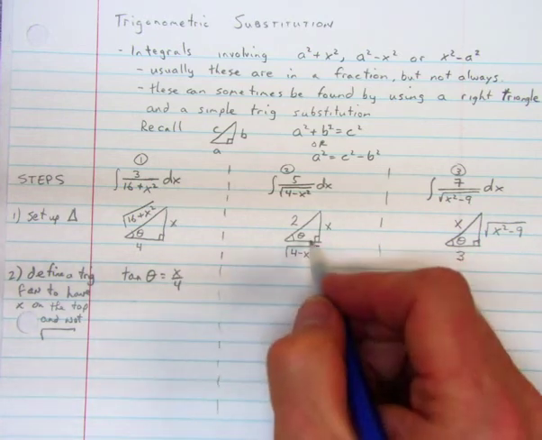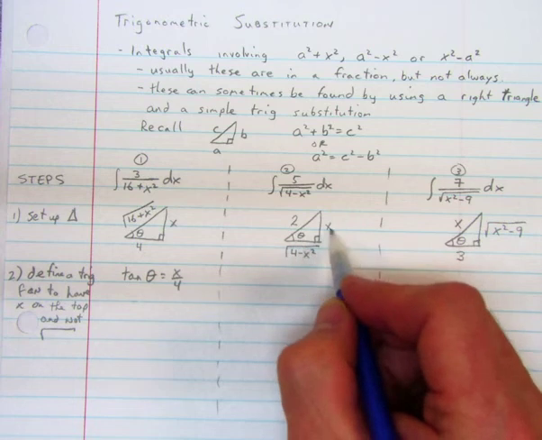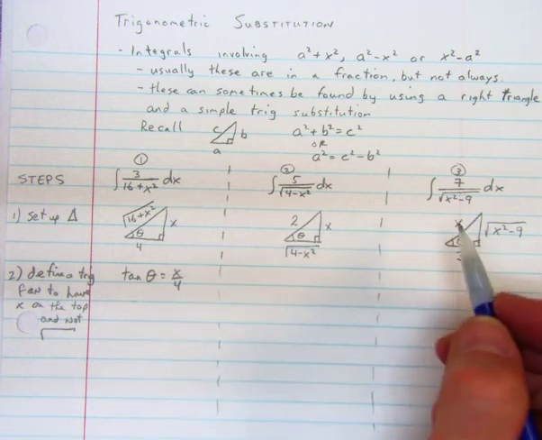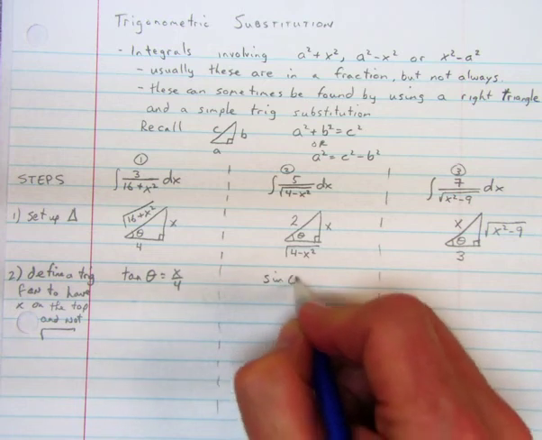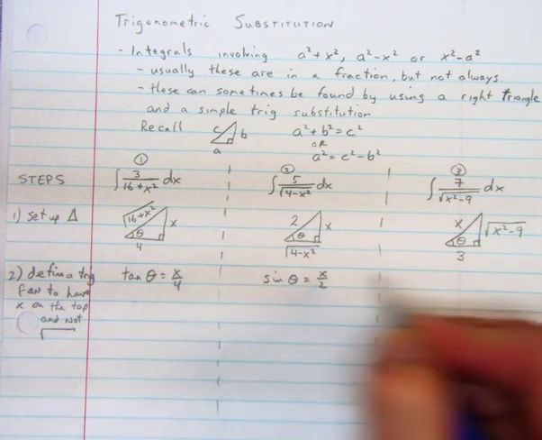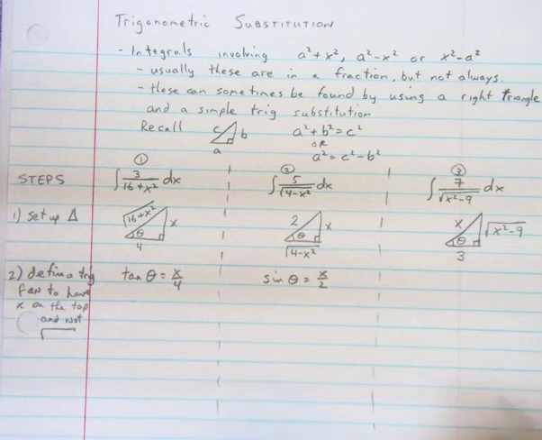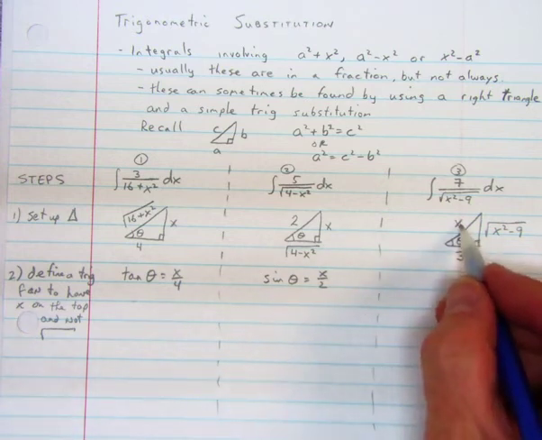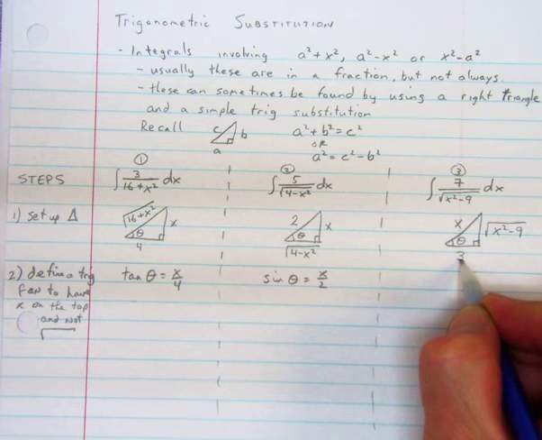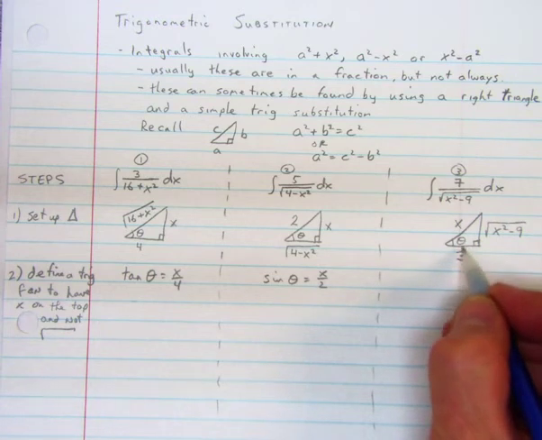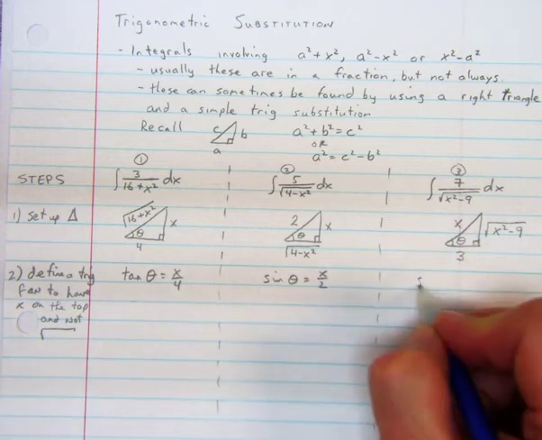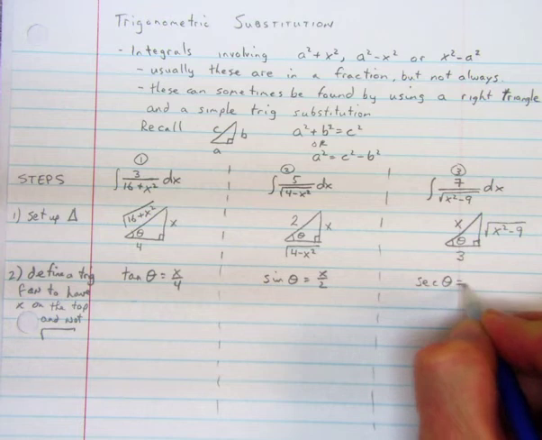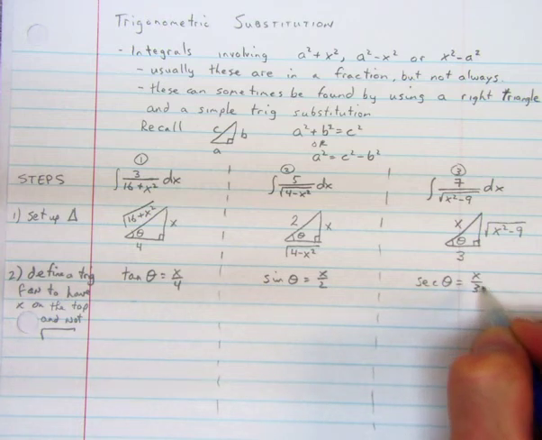Now try to do it for the next one. What's going to be dealing with theta, x, and 2? Opposite and hypotenuse, that one will be sine theta equals x over 2. And when we look at the last one, which one is going to deal with hypotenuse and then 3, hypotenuse over adjacent? Well, that's very similar to adjacent over hypotenuse, which is cosine, but this will be the reciprocal. So it is secant theta equals x over 3.